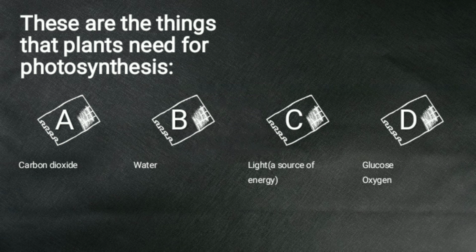These are the things that plants make by photosynthesis. The first one is the glucose. Glucose is known as a simple sugar with the molecular formula C3H12NO6. Glucose is the most abundant monosaccharide, a subcategory of carbohydrates.